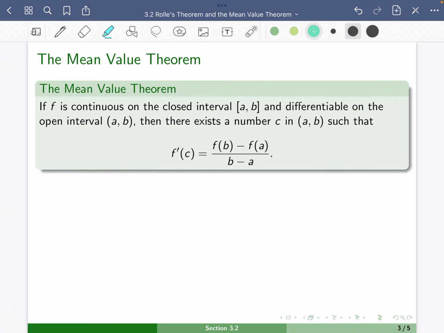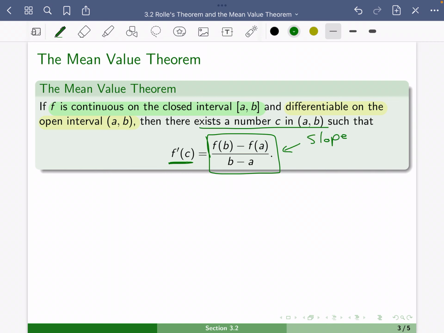So the mean value theorem, just like Rolle's theorem, requires for us to have f being continuous on a closed interval, needs to be differentiable on an open interval. But we don't have to have equivalence at the two endpoints. If we have this, then we are guaranteed there is a number in the open interval where f prime of c is equal to this. Now, what is this? f of b minus f of a over b minus a. That is really just the slope between the two endpoints.